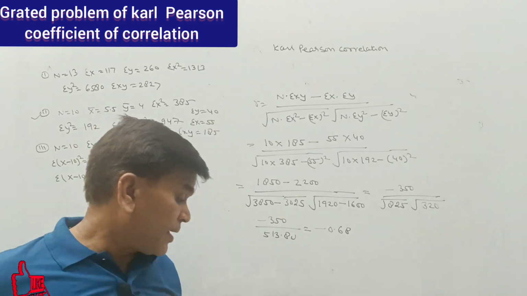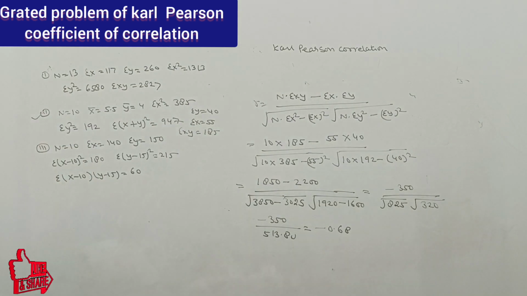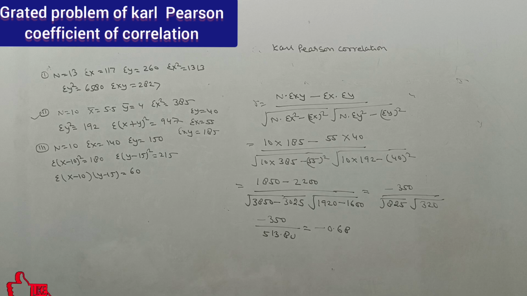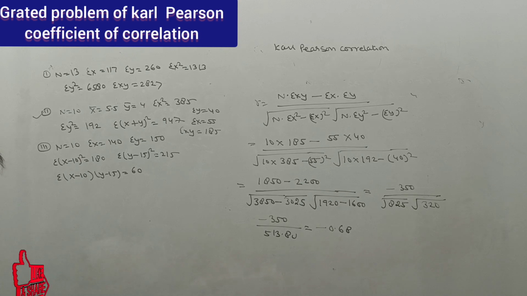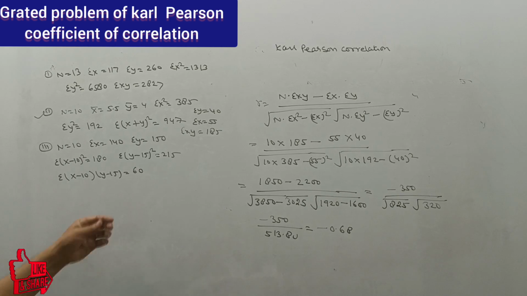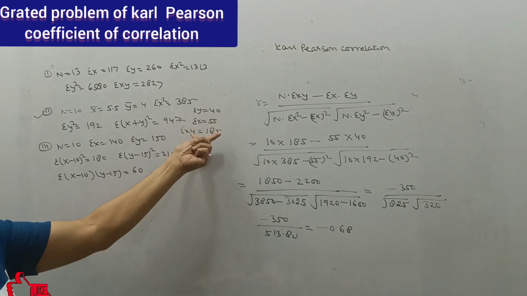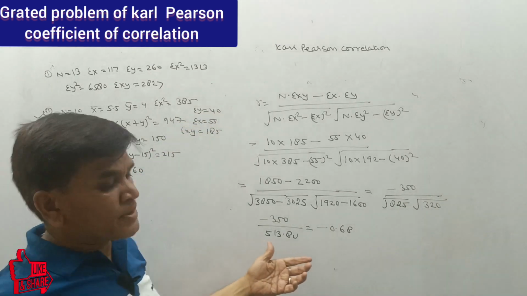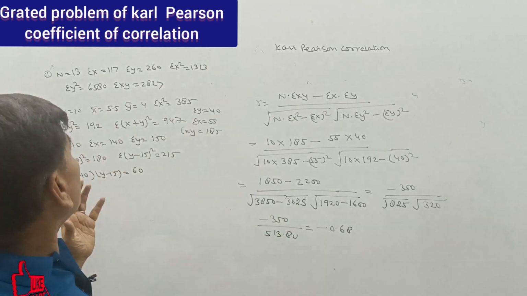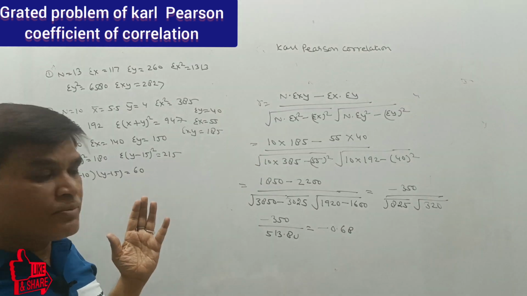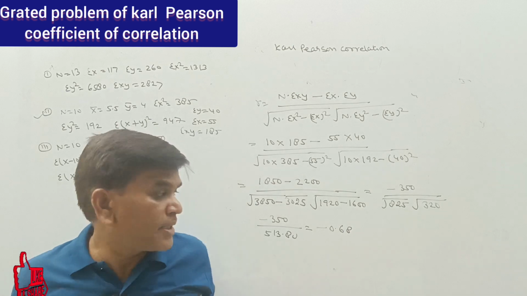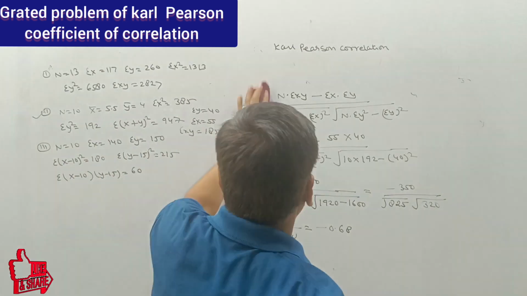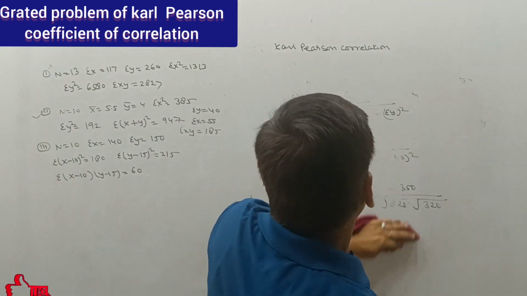So in this manner, if the question is in such a condition where n is given 10, sigma x value is given, sigma y value is given, but we have to calculate the value of sigma xy. We have calculated sigma x and sigma y and sigma xy and the value is 0.68. So this form may also come in a question of the Karl Pearson coefficient of correlation. One more question I have decided to discuss with you, where n is given 10.